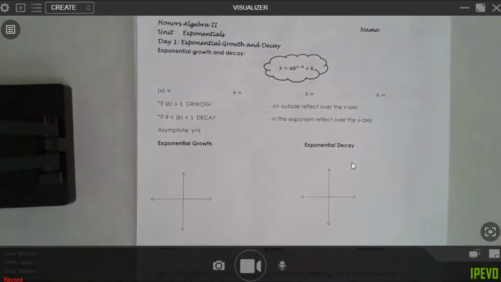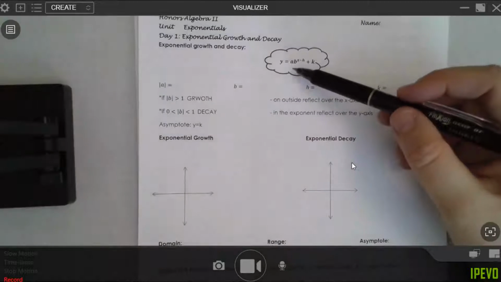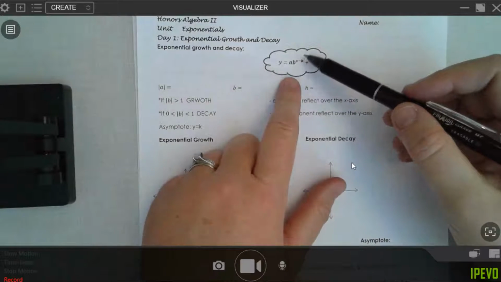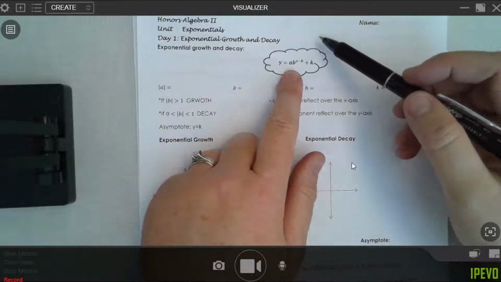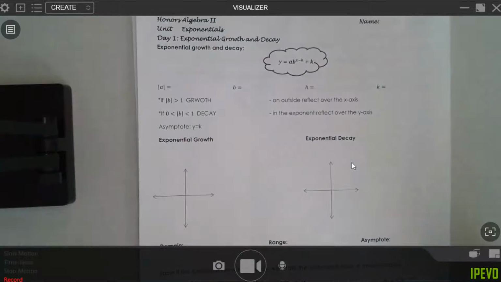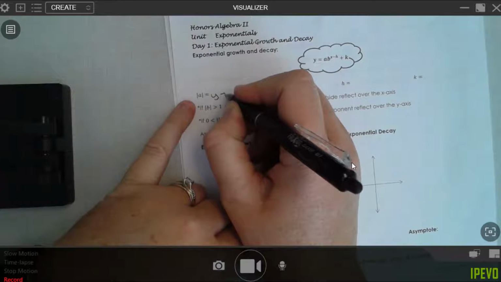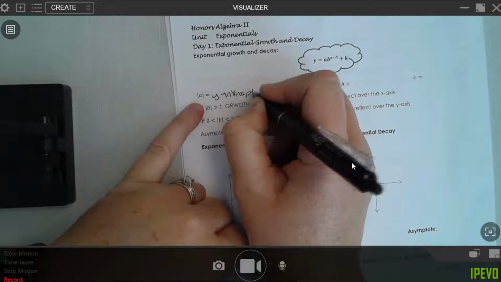All right, so today we're going to talk about exponential growth and decay. Things to notice is that you could have a number, and x is up in the exponent. So that'd be like 3 to the power of x. That's exponential. The absolute value of a is called your y-intercept, and that's where we are in standard form.